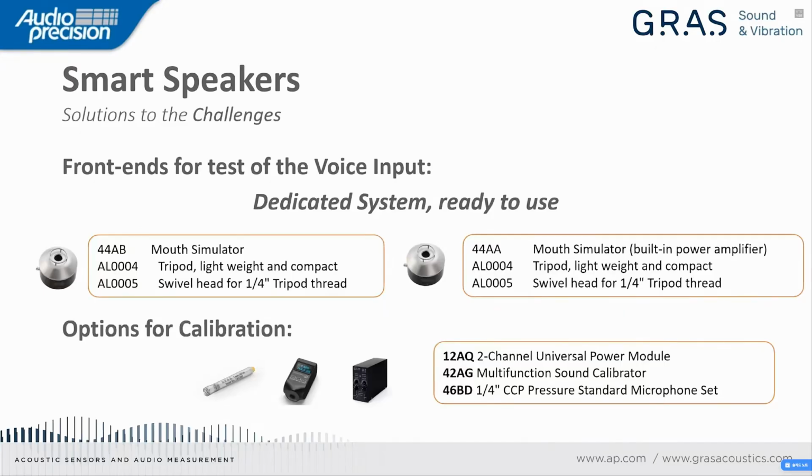For smart speakers, the solutions from Grass, we are providing 2 artificial mouth simulators, 44AA and 44AB. The 2 speakers are more or less the same. The main difference is that the 44AA is delivered with a built-in power amplifier, while the 44AB needs an external power amplifier. Otherwise the performance of the 2 devices is exactly the same.